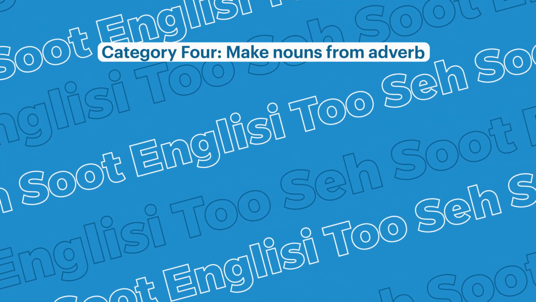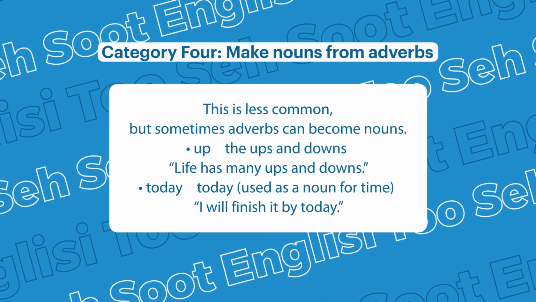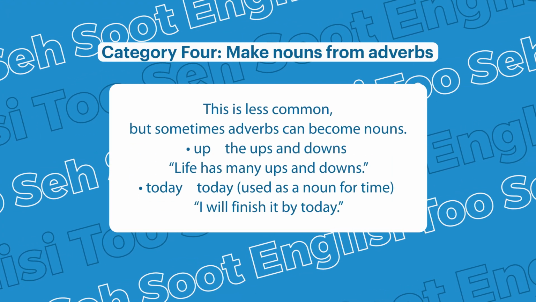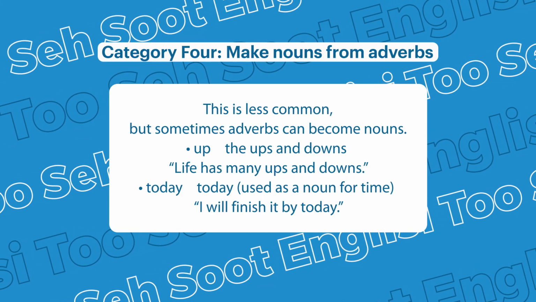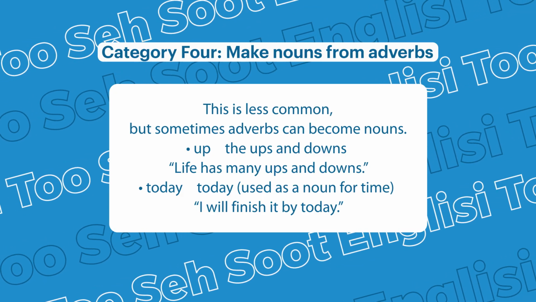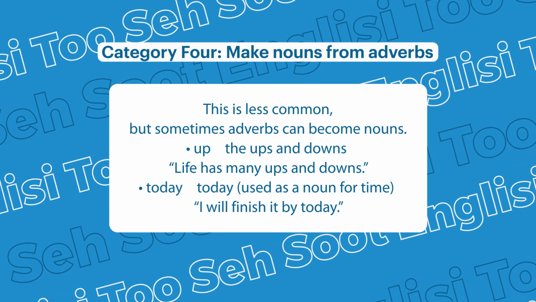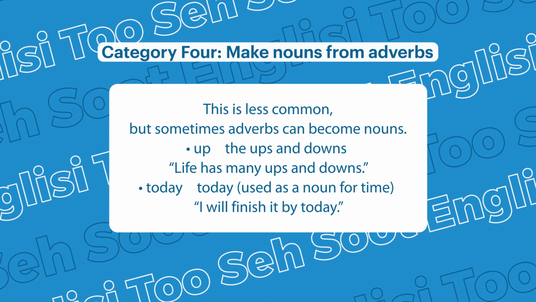Category number 4. Make nouns from adverbs. This is less common, but sometimes adverbs can become nouns. For example, up becomes the ups and downs. Life has many ups and downs. Today remains today, used as a noun for time. I will finish it by today.